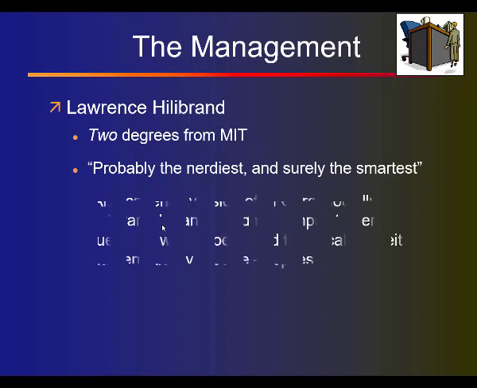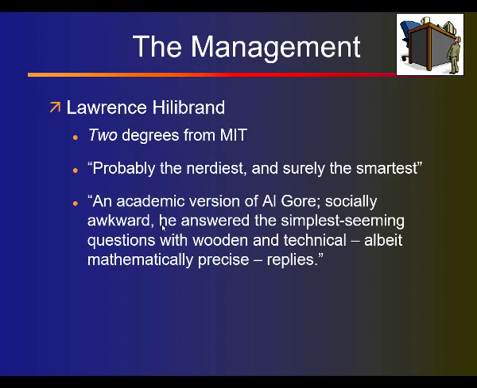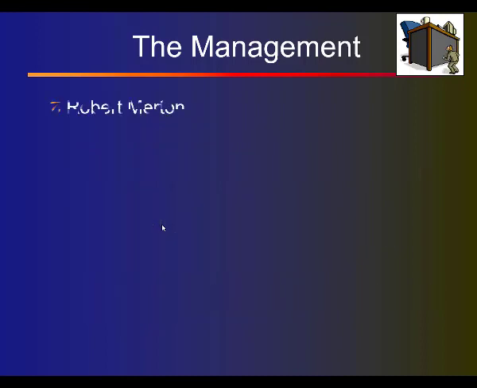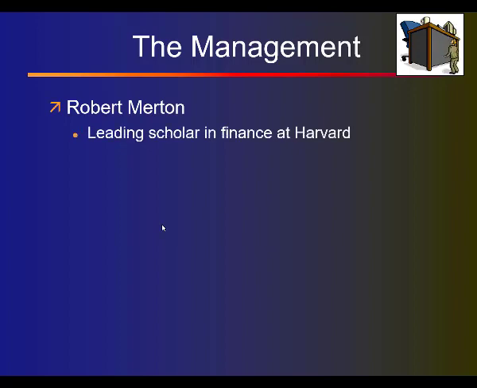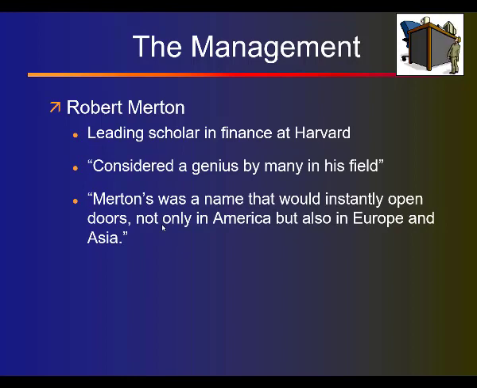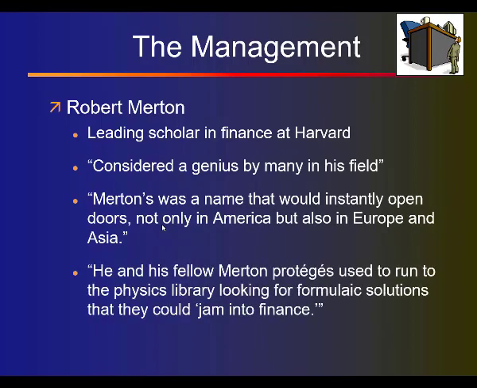Hilibrand, you can see this, 2 degrees from MIT, very nerdy, control freak. And if you look at long-term capital management, they had 200 employees, but there was really a very small number of people like Hilibrand that were actually making all the decisions. Even people like Robert Merton that had Nobel Prizes in economics, they were not making decisions for long-term capital management. They were simply there as a showpiece. But obviously very well known in his field, he gave them instant credibility with other investors.